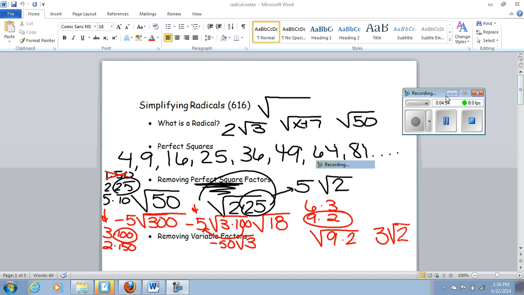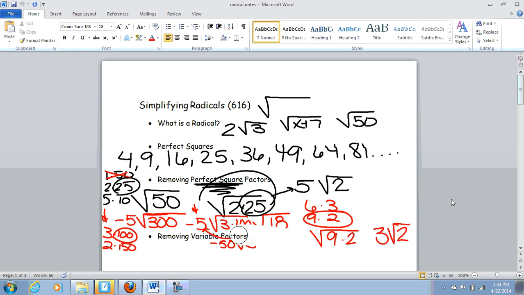Okay, moving along, we're going to go to removing variable factors.